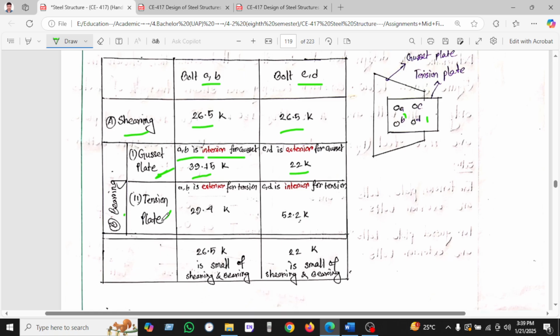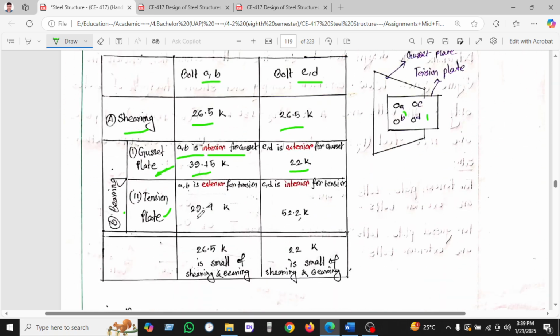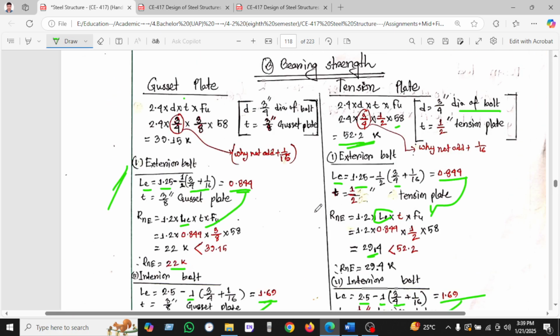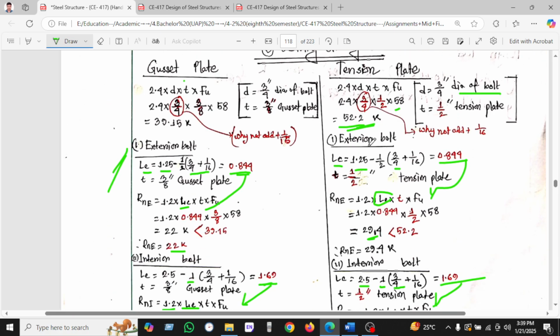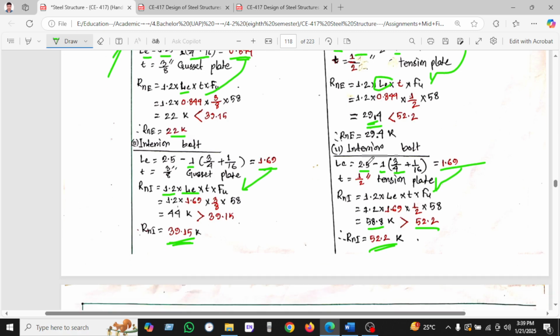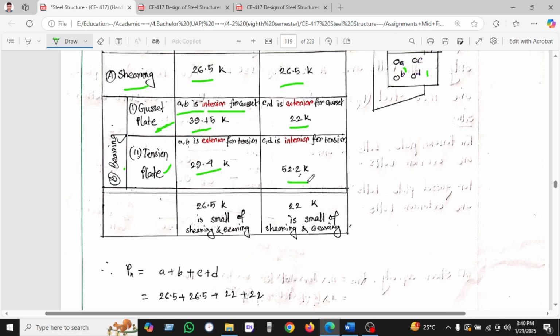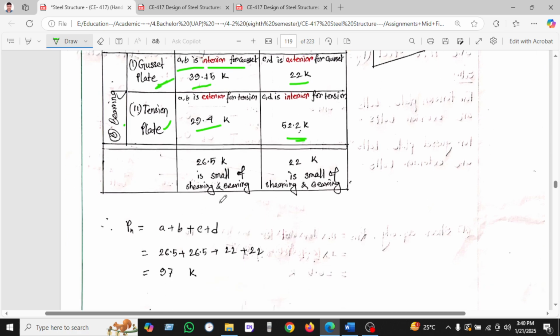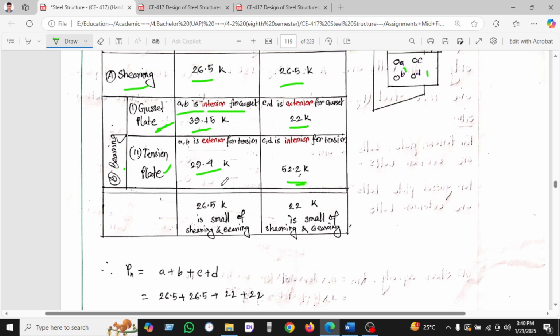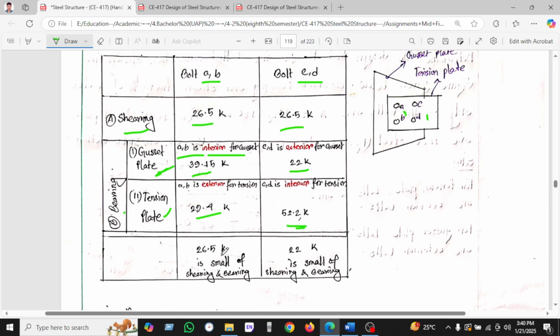And the tension plate we have been taking, the tension plate interior is 29.4. So this is the tension plate. So 29.4, and the interior is 52.5. So 52.5 interior. So we have been seeing here 26.5 is a small value of shearing and bearing. So 26.5. So this is the shearing and bearing.